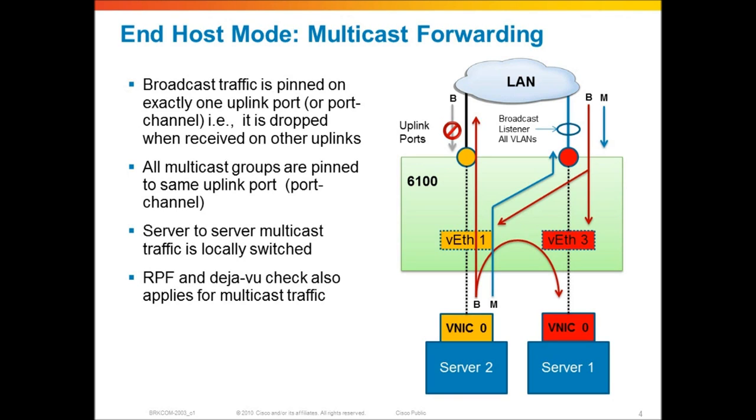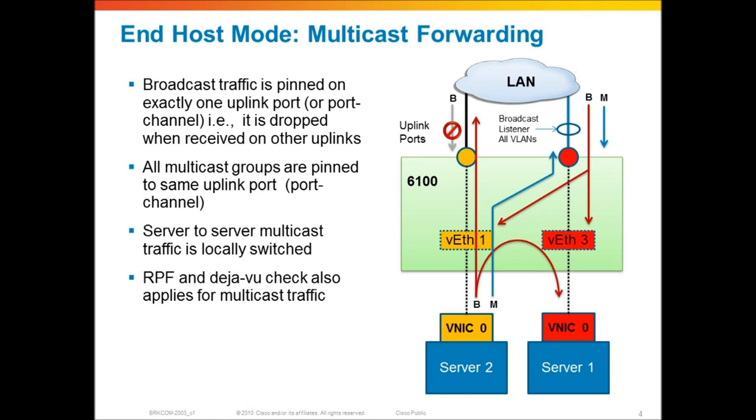And local broadcasts from server to server within UCS are forwarded normally and locally, just like any layer 2 switch would do. Server 2 sends a broadcast on the same VLAN as server 1. That will be locally forwarded directly to server 1. Now the RPF and deja vu checks also apply here.